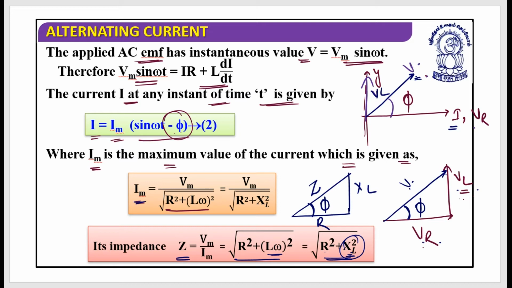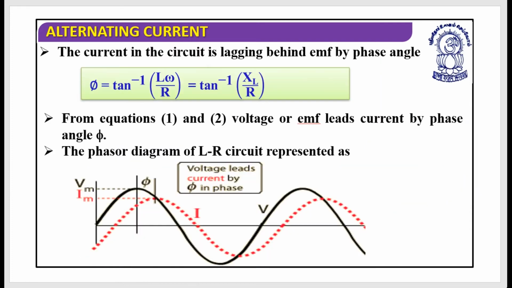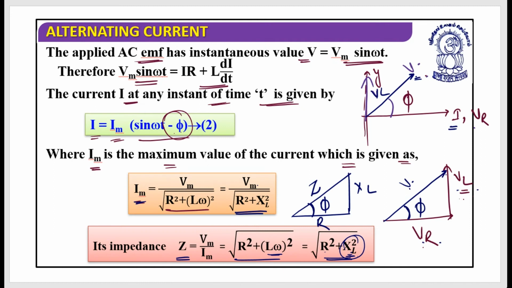So this Im, the maximum current, could be given as Vm divided by root of R squared plus XL squared. I hope this is clear. Is it clear? Do you have any doubts up till now? No? Great. So the current in the circuit is lagging behind the EMF by a phase angle that is tan inverse of XL by R. Yes, we have seen this.